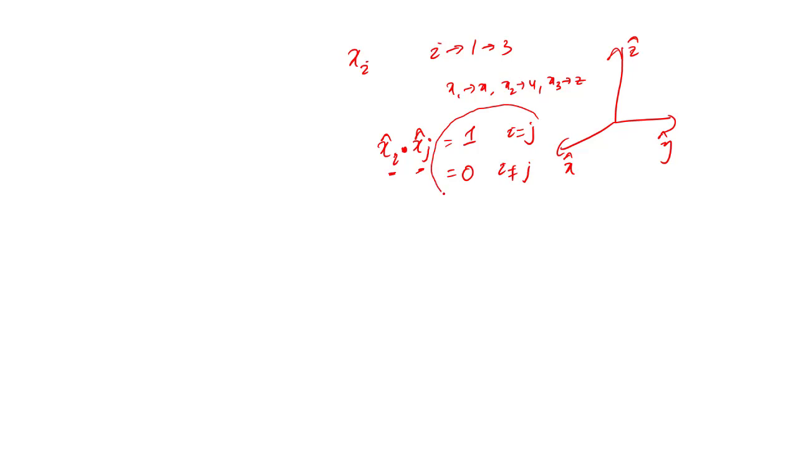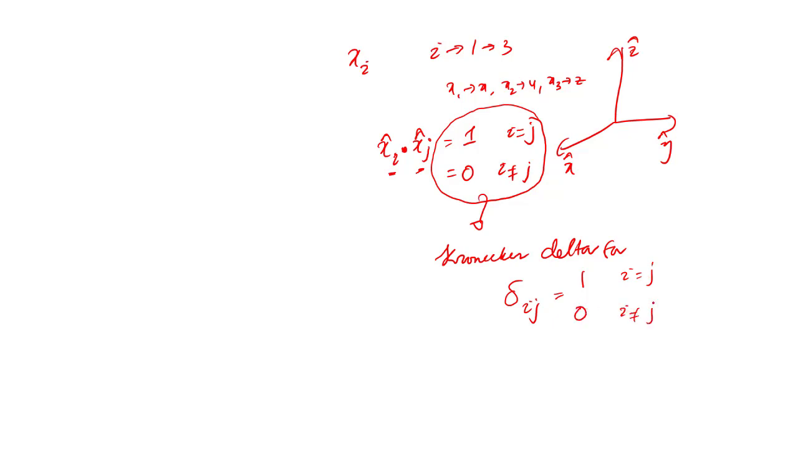So in general, then, I can write this as a function called the Kronecker-delta function. This is not the Dirac-delta function. We write it as delta ij. This delta ij is 1 if i is equal to j and 0 if i is not equal to j. So therefore, in general, we would write xi dot xj as delta ij, right? And similarly, we could also write the cross product.